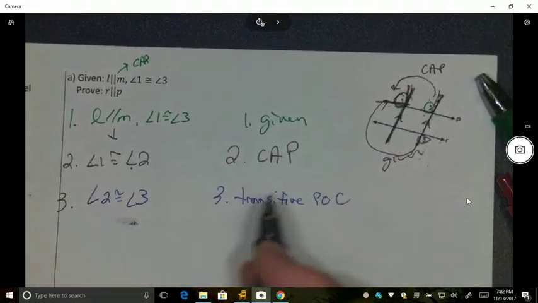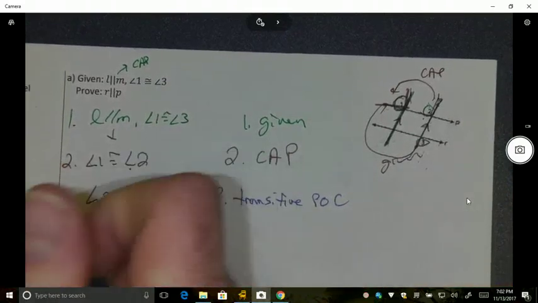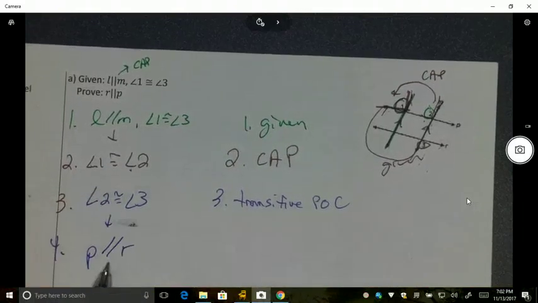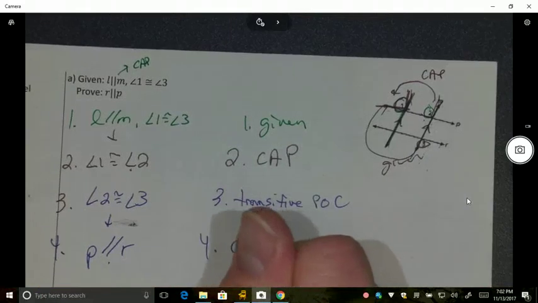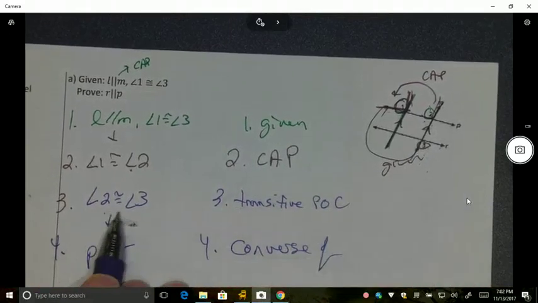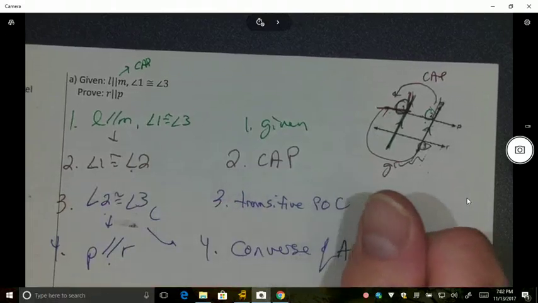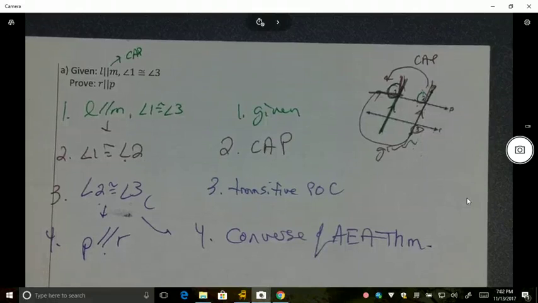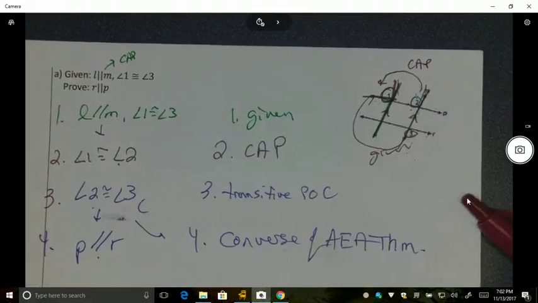And since 2 and 3 are congruent and they're alternate exterior angles, that means that lines P and R have to be parallel, by converse of, well, those were alternate exterior angles. So it's by converse of alternate exterior angles theorem. So here's an example of how these converses are used in proofs.